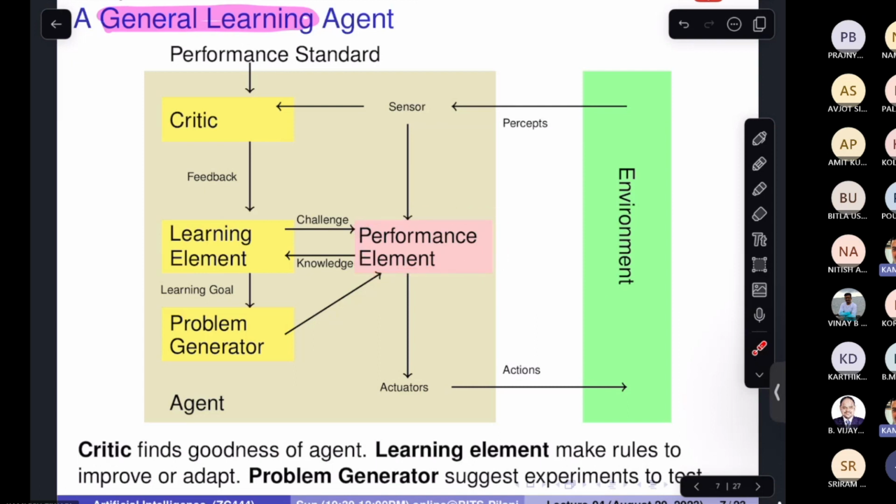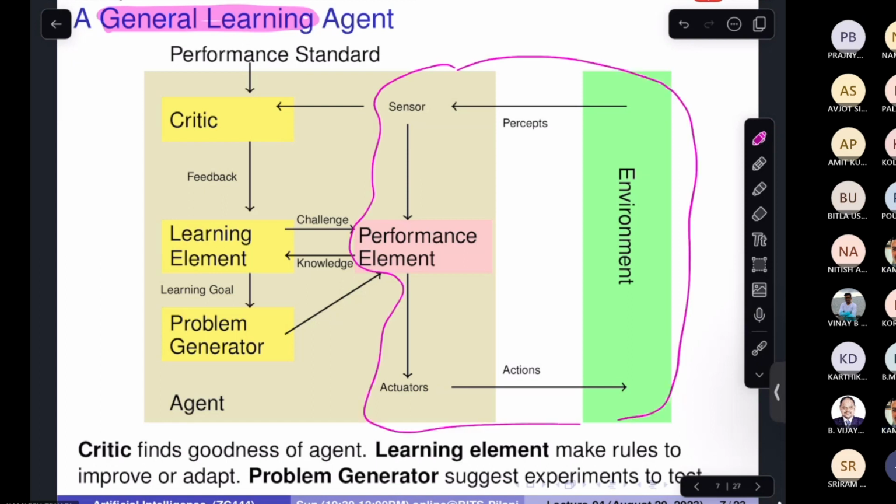Performance element. What is the performance element? Performance element is the code of the agent. So till now, what we have seen is only this particular part. Must be clear about that. Whatever we have seen, we have seen this particular part. A few more things I'm going to introduce.